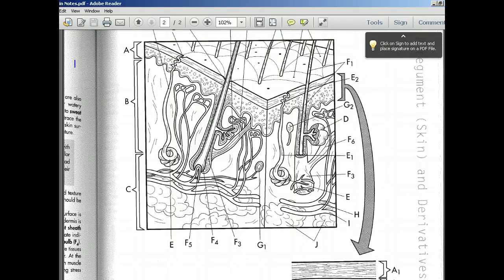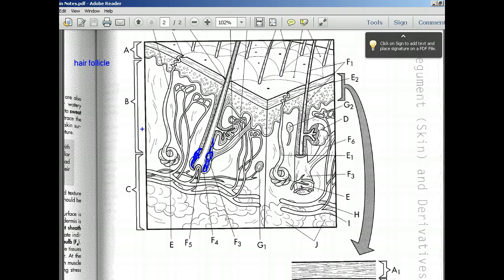Okay, so the first accessory gland or organ of the dermis that we're going to look at is the hair follicle. The hair follicle is located down here. It's a group of rapidly dividing cells that produce flat cells that are filled with keratin that will eventually grow into the hair.